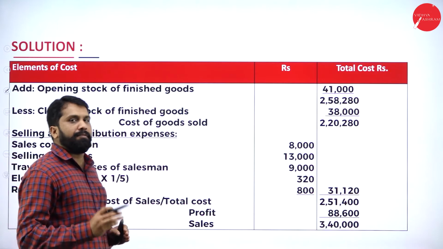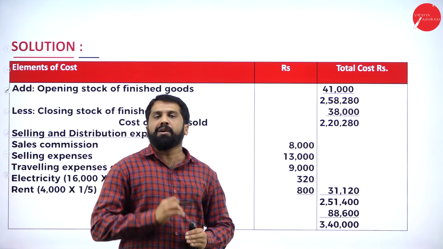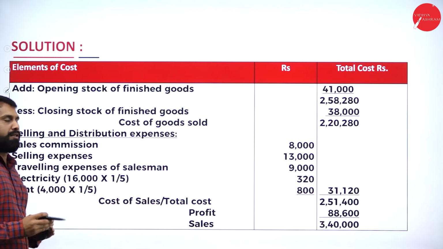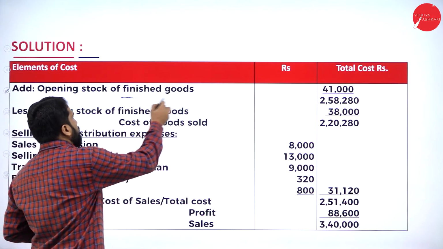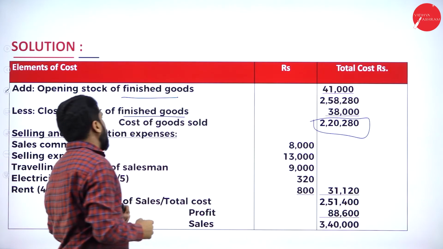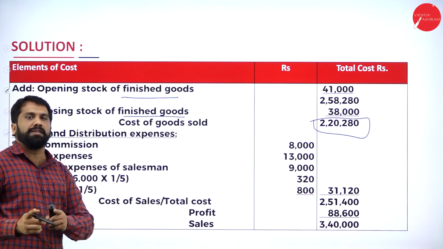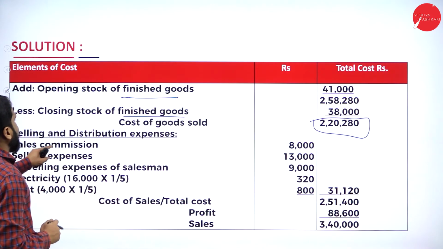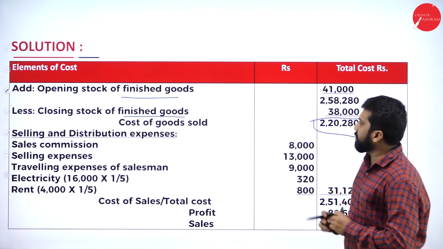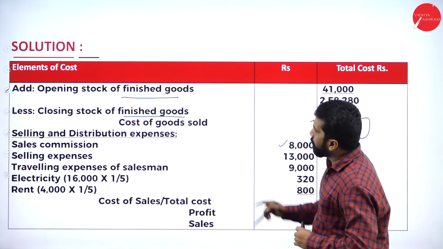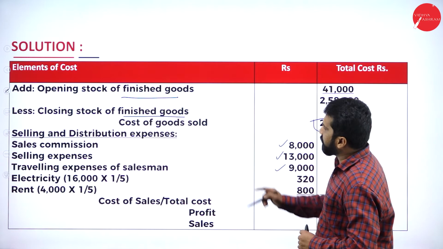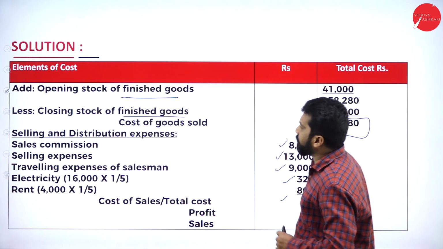We're done with factory, we're done with prime cost, we're done with office. Now, the last part will be your selling and distribution. Before that, opening stock of finished goods, minus closing stock of finished goods, you got your cost of goods sold. Clear? Yes. Now, selling and distribution expenses. What are the selling and distribution expenses we have in this? We have sales commission, we have selling expenses, we have traveling expenses, and we have electricity as well as rent.